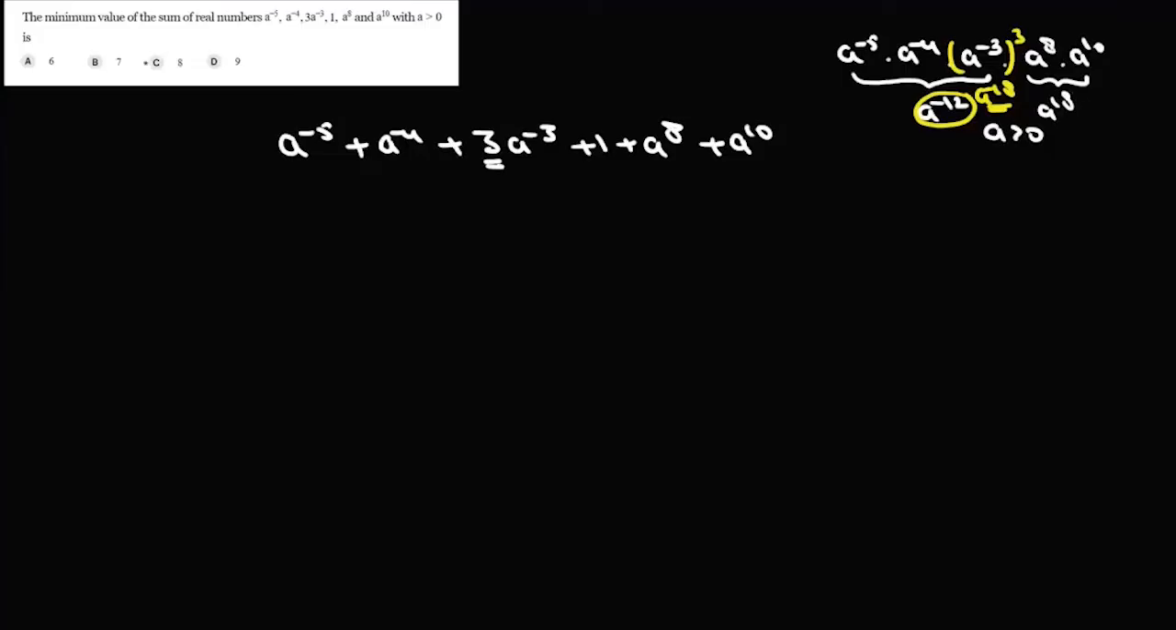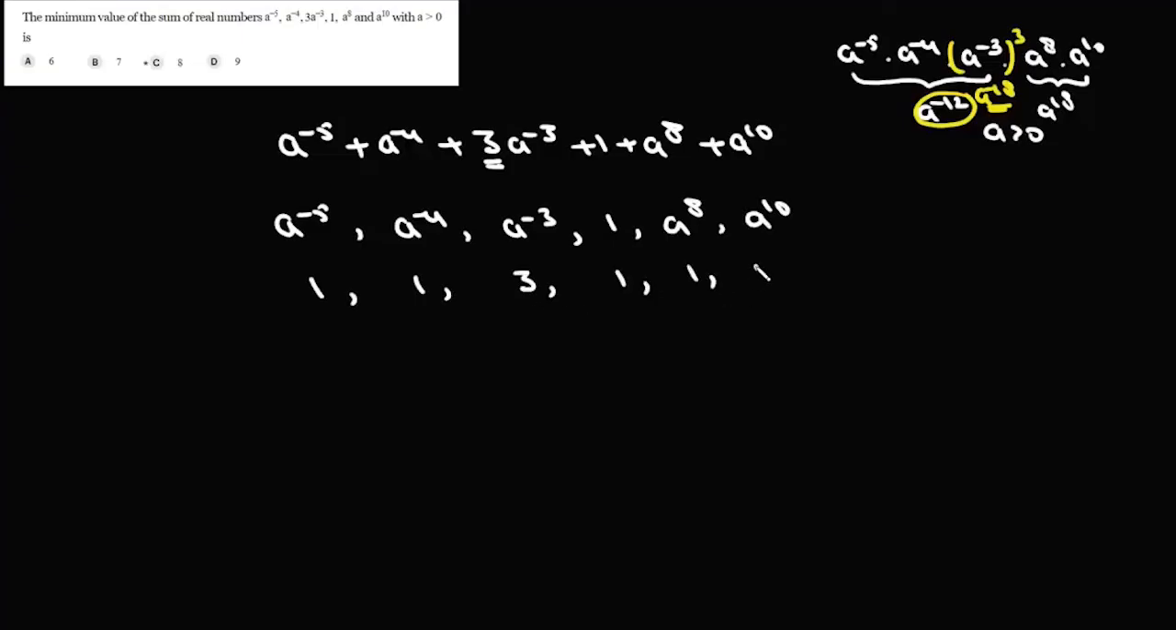So for this question we'll consider these 6 numbers: a to the power minus 5, a to the power minus 4, a to the power minus 3, 1, a to the power 8 and a to the power 10, with weights 1, 1, 3, 1, 1 and 1.